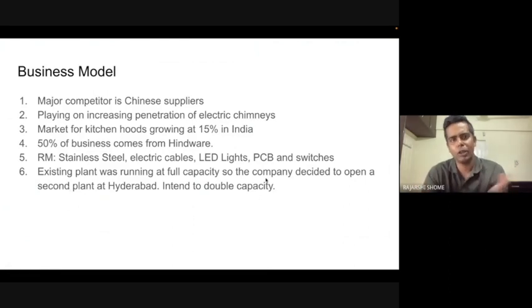So that's a great thing, right? You have one plant which was working at 95, 99% capacity. So they have decided to double capacity. These are the kind of businesses we should be interested in, right? Because here your growth is doubling in terms of capacity, right? So that's why it got me very interested in this model.